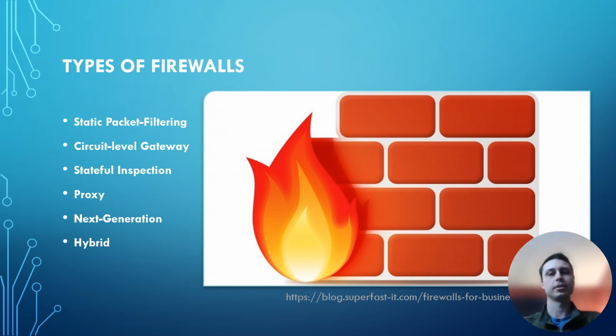Next is the stateful inspection firewall. This firewall operates on layer 4, but can also operate on layer 7. This firewall monitors the current connections and remembers what has been connected in the past. It's also similar to the static packet firewall because it blocks traffic based on things like IP address and ports.